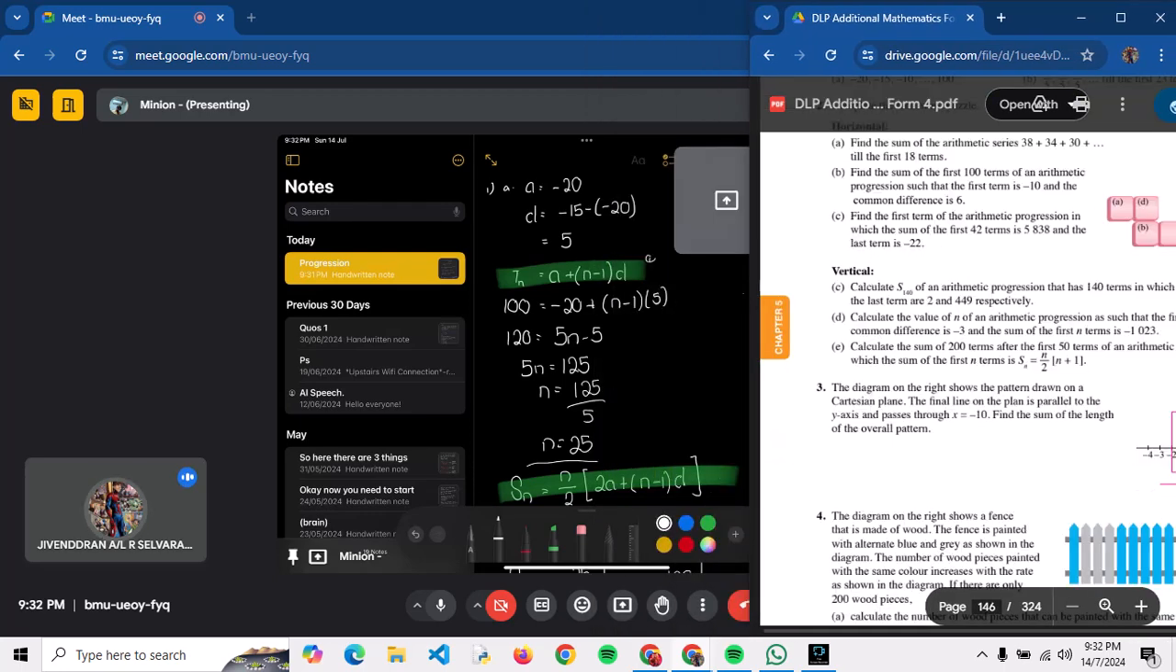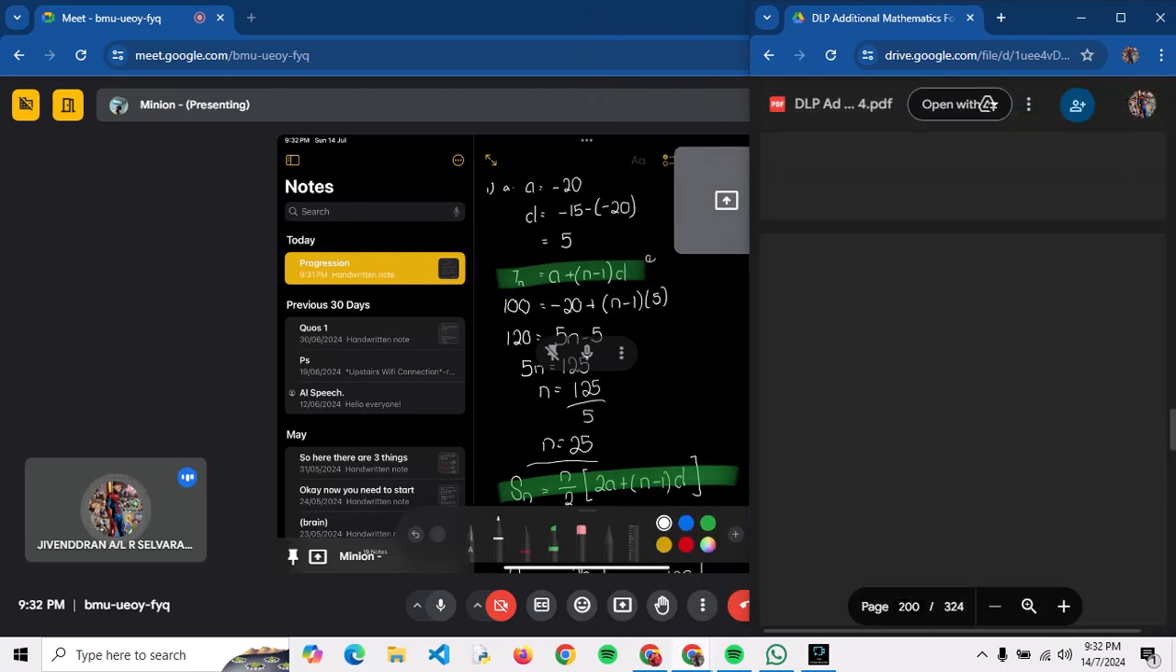Then we can substitute the info we have. A equals negative 20 and D equals 5 into the formula Tn equals A plus n minus 1 D. And then we solve the equation and we get n, where n equals 25. So that means there are a total of 25 terms in the sequence. Okay. And then we can use the Sn formula to find the sum of the 25 terms, which is 1000. You understand?